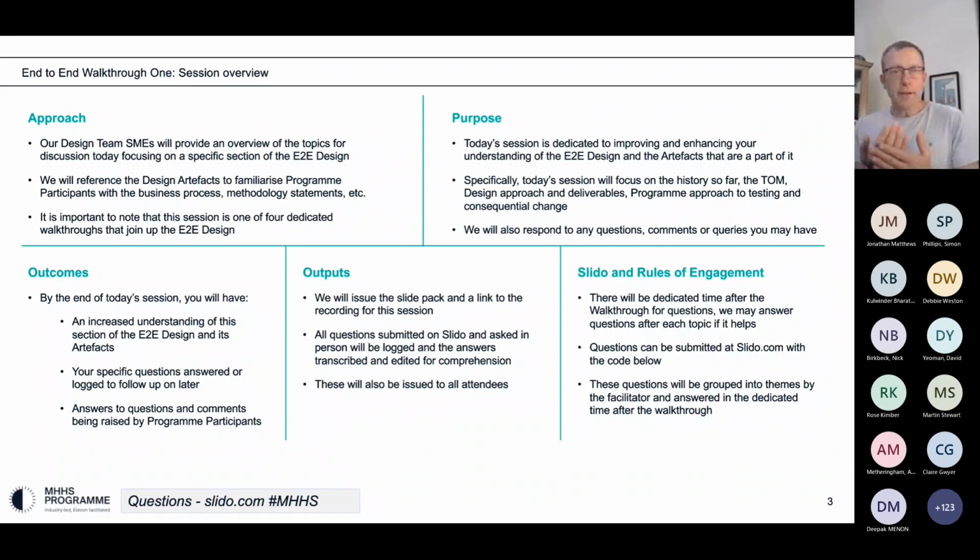I will be asking Amity, who's looking after Slido for us, as we go through, if there are any pertinent questions which are best dealt with by the subject matter that we've just covered, be it the history, the target operating model, and so forth. So we'll see how the questions look to see whether we will answer some of those and keep it within the section, or we'll just do them all at the end. So I think I've covered roughly everything in there.